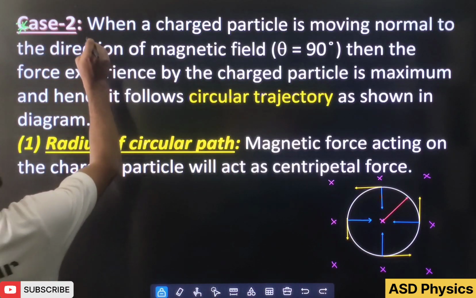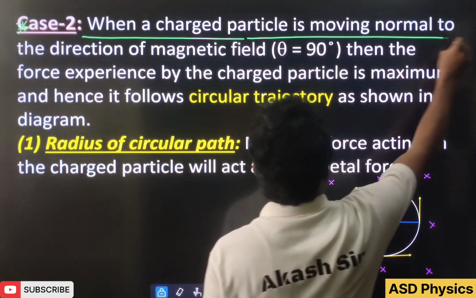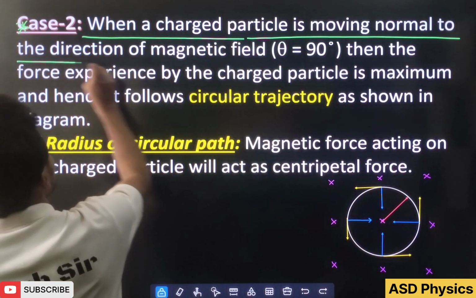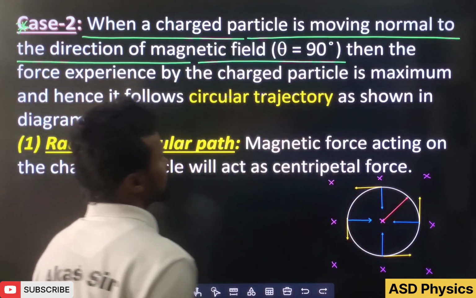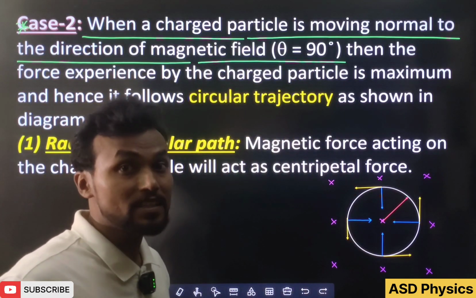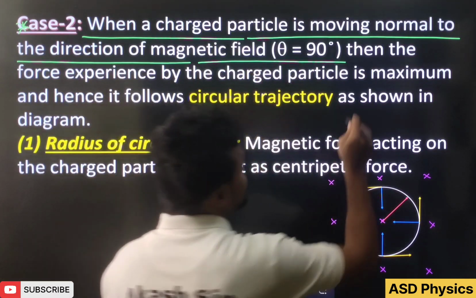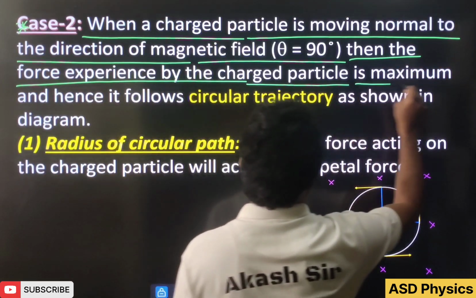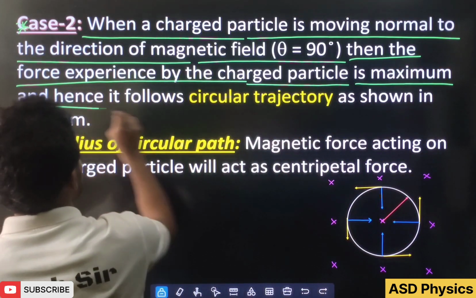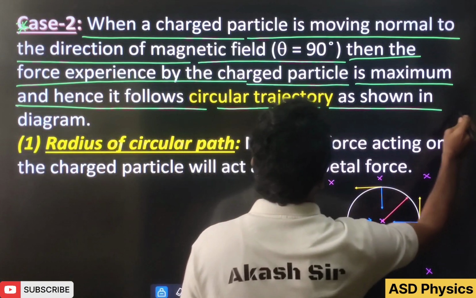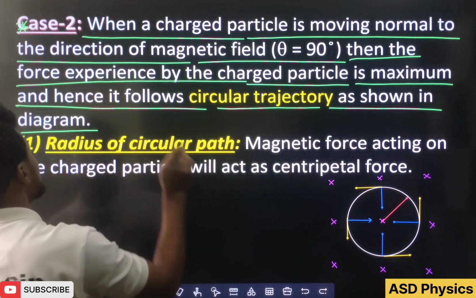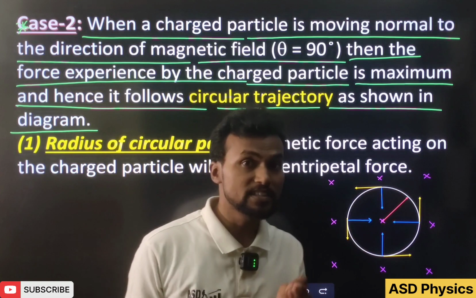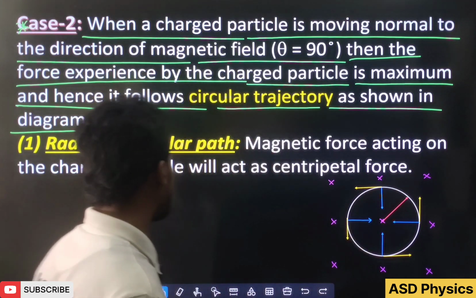So can you see here, when a charged particle is moving normal to the direction of the magnetic field, that means the angle between magnetic field and velocity, how much here? 90 degree. Then the force experienced by the charged particle is a maximum, and hence it follows a circular trajectory as shown in the diagram. Theta equal to 90 degree. Which trajectory? Circular trajectory.